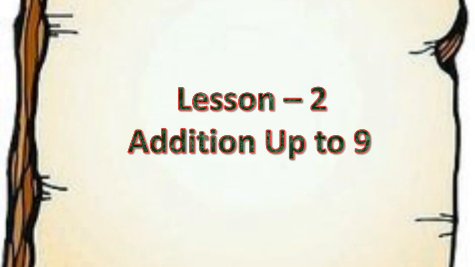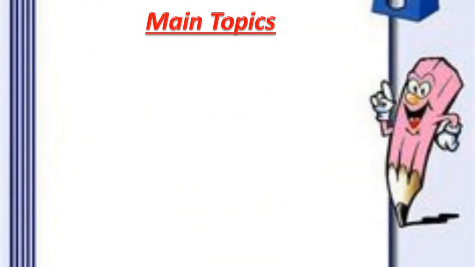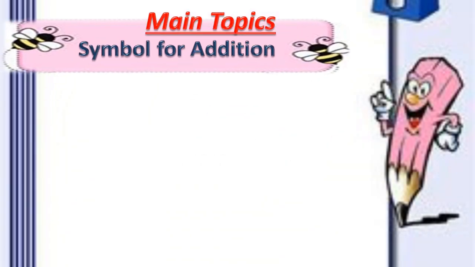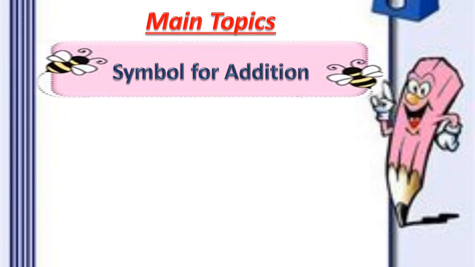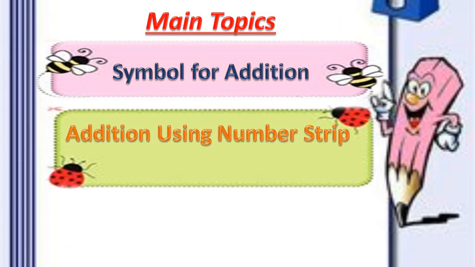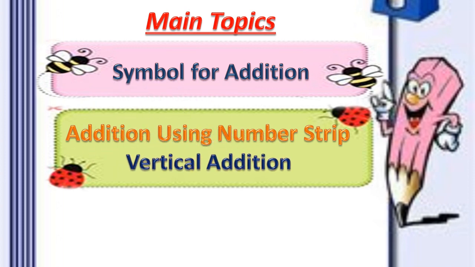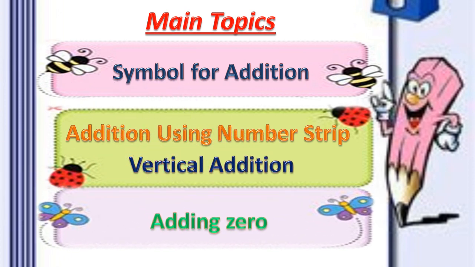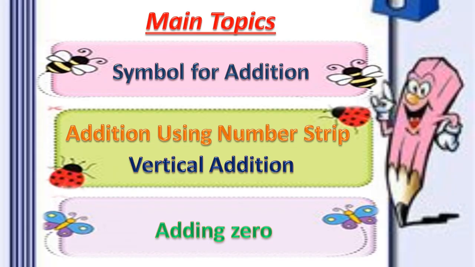Now we are going to learn lesson 2, addition. Our main topics are: first, symbol for addition; next, addition using number strip; vertical addition; then adding 0.